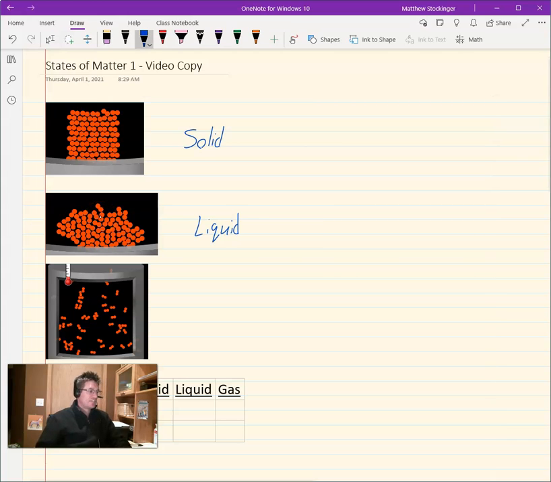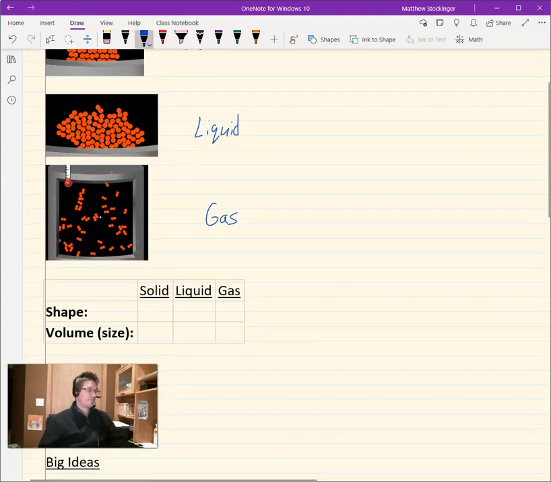And then in a gas, this is a totally free and wild classroom where the kids can move around wherever they want at any time. Okay, particles are moving really quickly. They fill up the space in that container. Okay, so just looking at these simulations can give you a really helpful, good understanding of what's going on at the molecular level with solids, liquids, and gases.